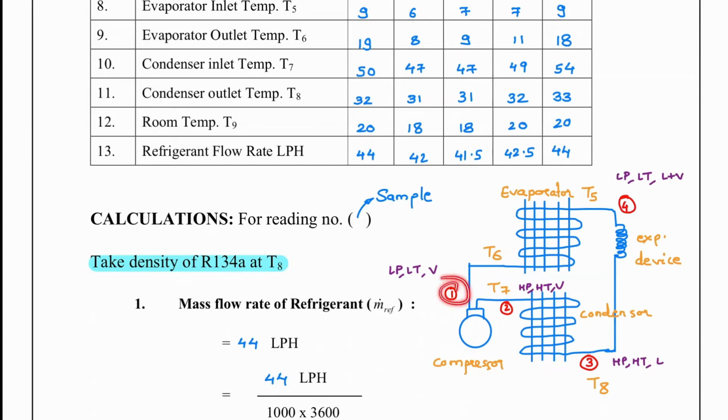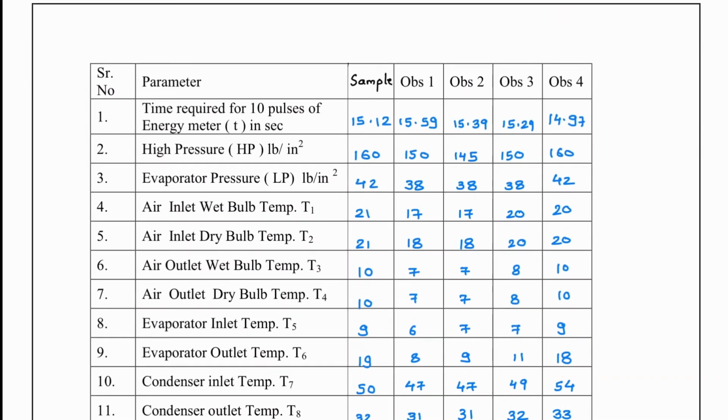Now these are the points which we have given: point 1, point 2, point 3 and point 4. What is point 1? Point 1 is entry to the compressor, or you can say exit of the evaporator. Point 2 is exit of the compressor or inlet of the condenser. Point 3 is exit of the condenser or inlet of the expansion device. And point 4 is exit of the expansion device and inlet of the evaporator. Now we will see what temperatures we have noted while taking observations.